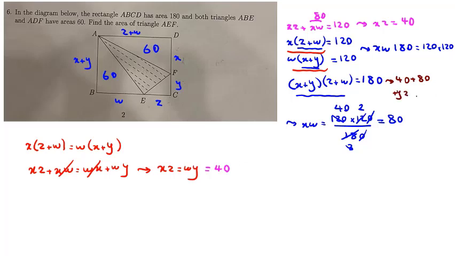yz is what? 40 equals 180. Okay, 40 plus 80, 120 plus 40, 160. So if we take 160 to the right-hand side, it will be 20. So yz is 20, yz over 2 is 10. Now we know the whole area is 180, 180 minus 60, 120, plus 10, 130. It will be 50. So the answer of this problem, the area of this, is 50.